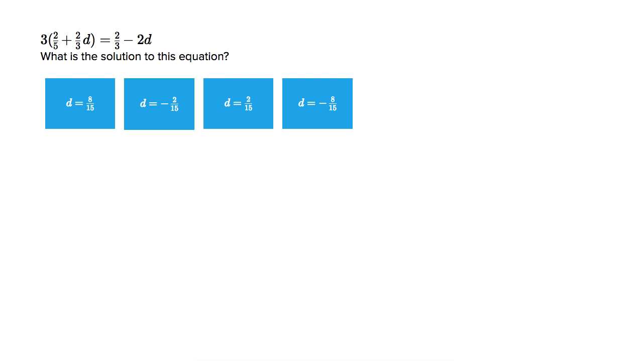And we're looking at an algebra problem. This is a pretty straightforward algebra problem asking us just to solve an equation. So it says, what is the solution to this equation? And we're looking to solve for the variable d. So we want d equals something.